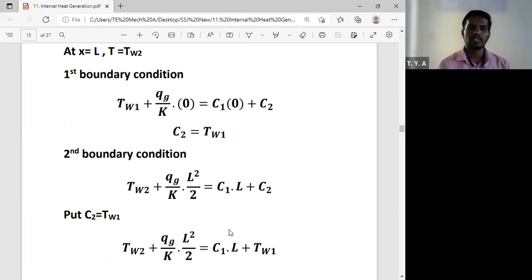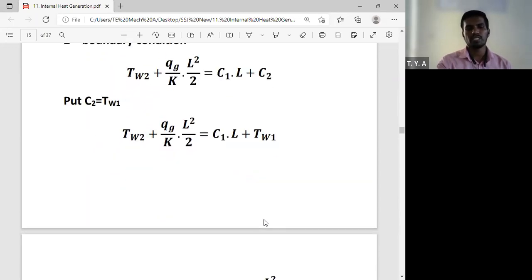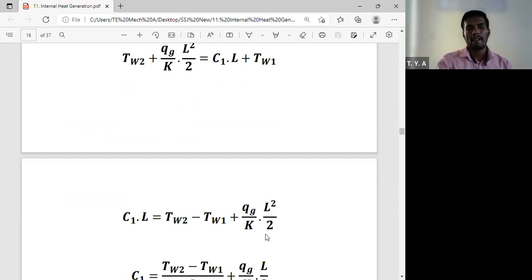Then we have to apply the second boundary condition. So by putting the value of second boundary condition, TW2 plus QG by K into L square by 2 is equal to C1 into L plus C2. Put C2 is equal to TW1. Then equation becomes TW2 plus QG by K L square by 2 is equal to C1 L plus TW1. So from this equation, C1 ची value काय येते बघा. C1L is equal to, write down that equation, TW2 minus TW1 plus QG by K L square by 2, and from that we can calculate the value of C1.